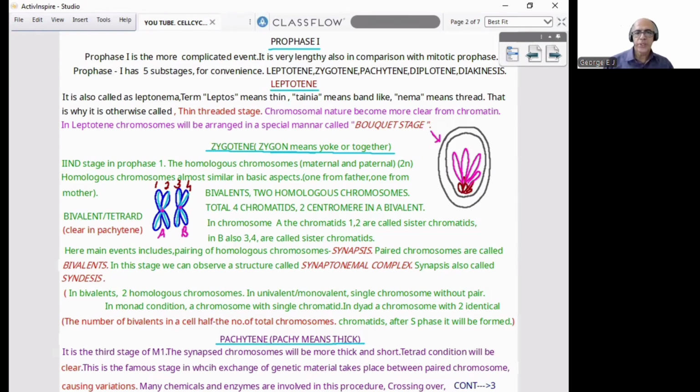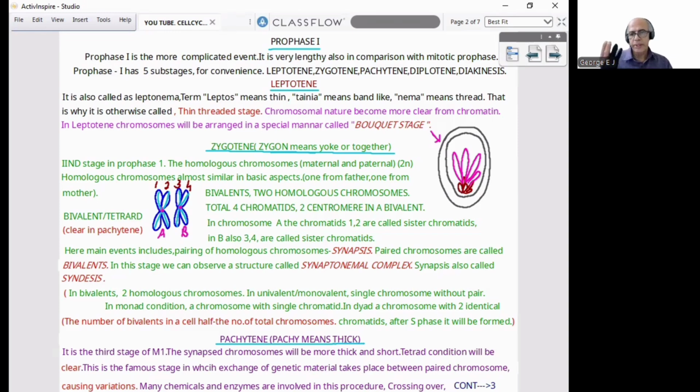Now comes zygotene. Zygotene came from the term zygon, Z-Y-G-O-N, means yoke, Y-O-K-E, not the other yolk. Yoke or together. That is why zygo, together. Second stage of prophase 1: homologous chromosomes, that is maternal-paternal, that is diploid. Homologous chromosomes are almost similar in basic aspects, but remember, one from father, one from mother. These chromosomes together, one from father, one from mother, are called bivalents, two homologous chromosomes.